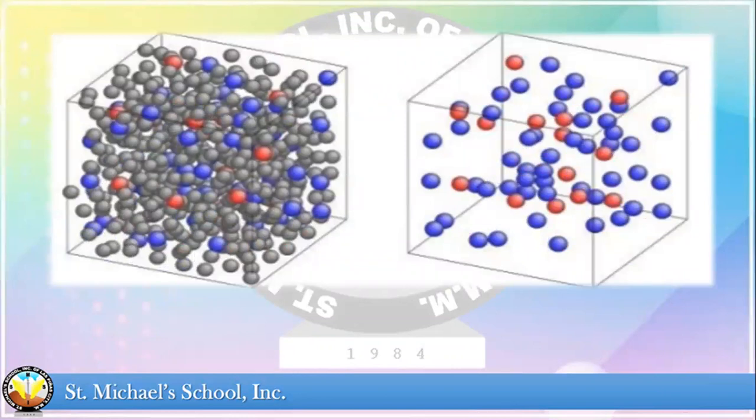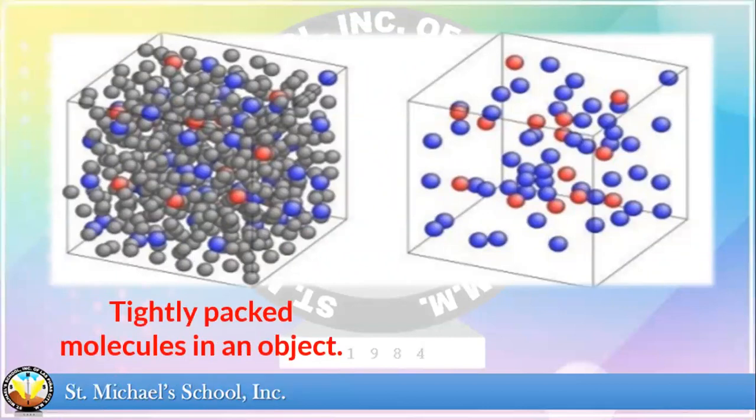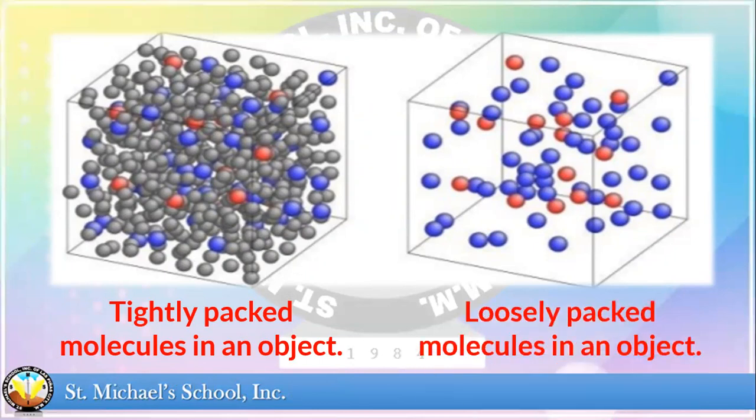So we have two types of packed molecules. First, we have the tightly packed molecules in an object, meaning to say the molecules are hard and rigid, while the next one is loosely packed molecules in an object. So here, in loosely packed molecules, as you can see, the molecules have spaces.